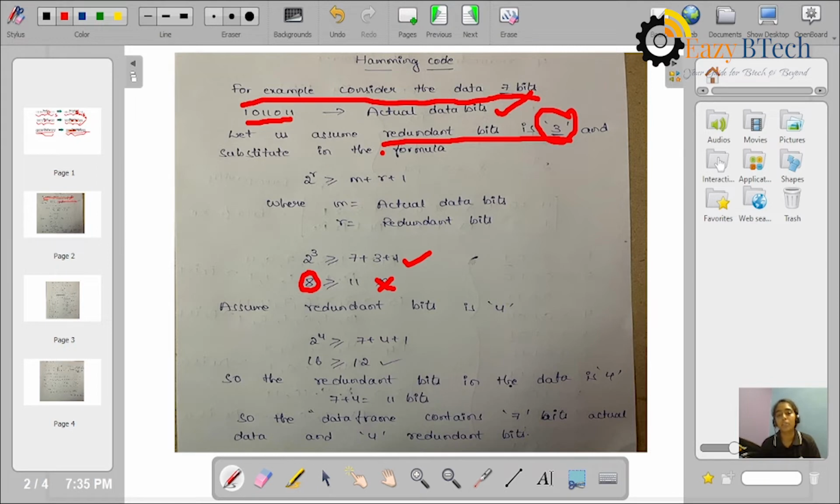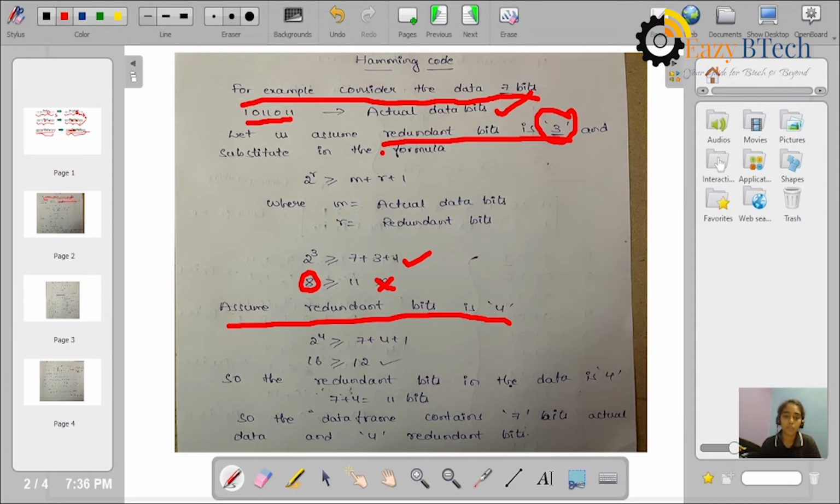I get a low value. So from that I am taking, and from 3 onwards I assume the redundant bits. From that I solve this with a particular formula or example. See, assume redundant bits is 4. So this is lower, and assume redundant bits is 4. 2 power of 4 is greater than or equal to 7 plus 4 plus 1.